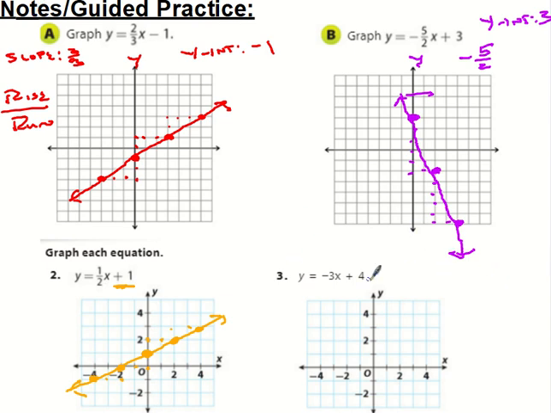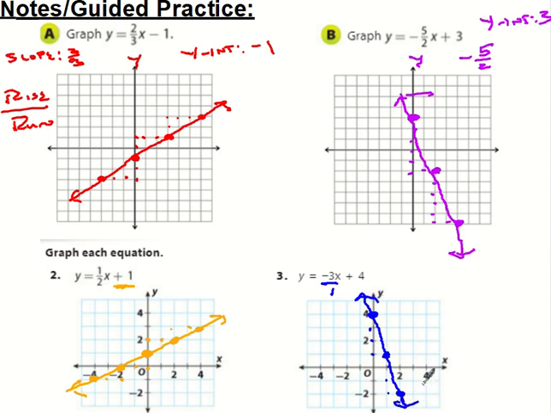So again, I'm going to start from my y-intercept. My y-intercept is positive 4. So I'm going to start here on positive 4. Then I use my slope. Because it's -3 over 1, because it's negative, I'm going to go down and to the right. 1, 2, 3 over 1. 1, 2, 3 over 1. And there's my slope. There's my line.